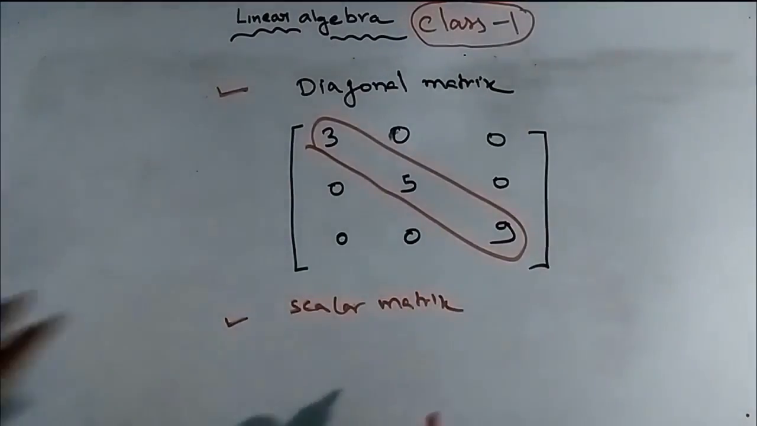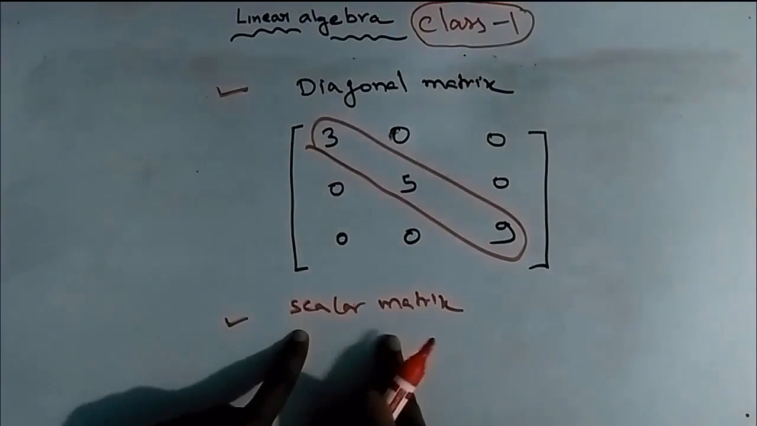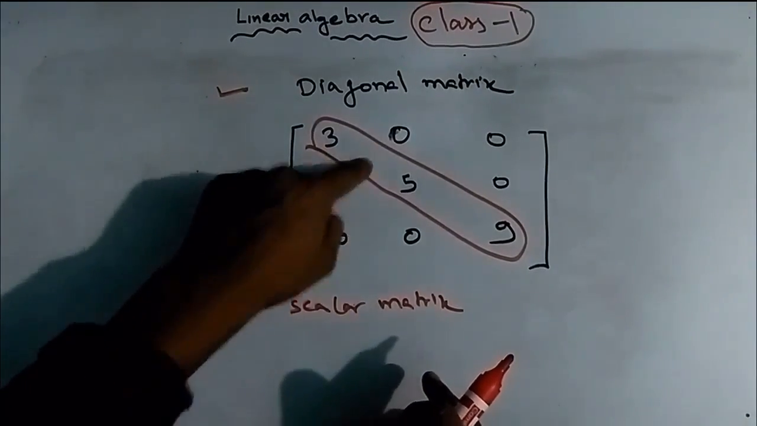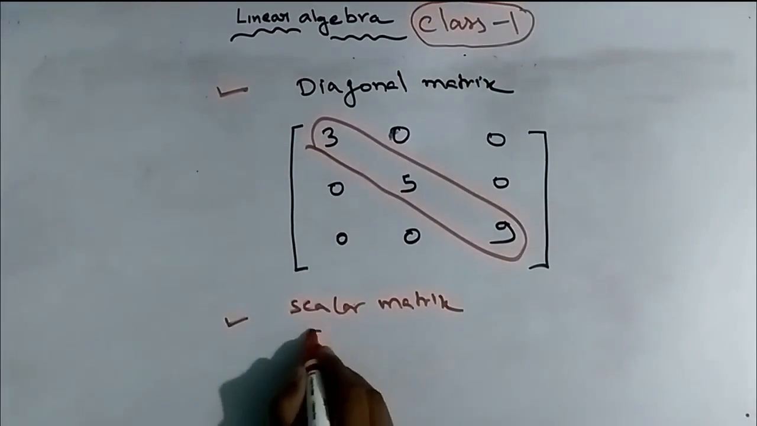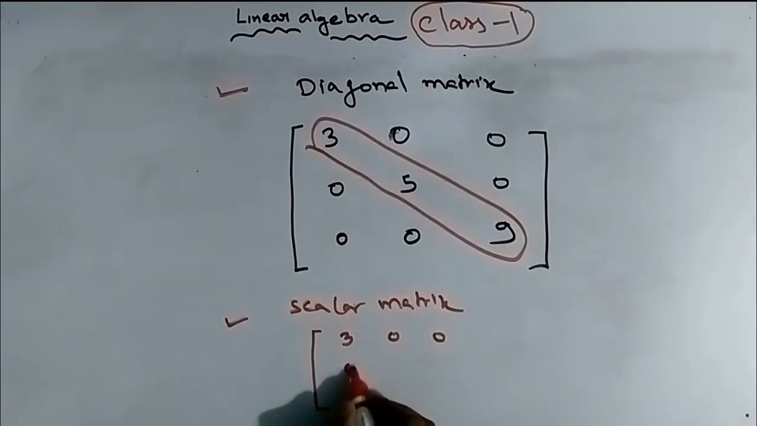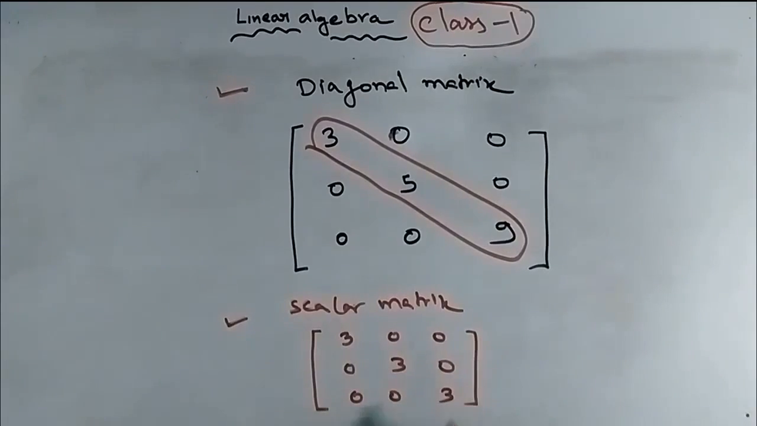If it's called a scalar matrix, a diagonal matrix is said to be a scalar matrix if all the diagonal elements are the same. Okay, so suppose 3 0 0, 0 3 0, 0 0 3. So I have made a scalar matrix. So if you want to learn the definition, a scalar matrix is a diagonal matrix with all diagonal elements being equal. Okay, so here you can see all the diagonal elements are equal.